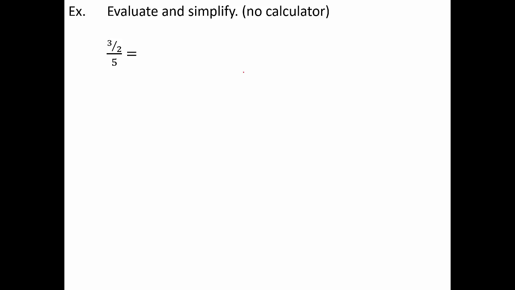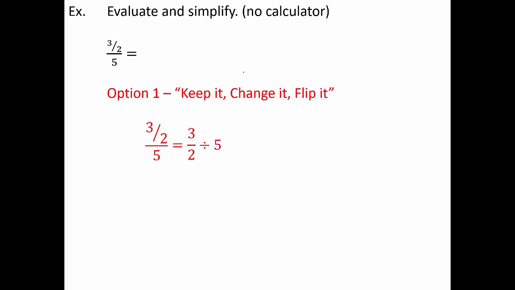Let's start with realizing what this fraction actually says. 3/2 divided by 5. Okay, take the number 3/2 and divide it by 5. So option 1 is to rewrite 3/2 divided by 5 as 3/2 ÷ 5, literally using a division symbol instead of a fraction bar, and then follow the keep it, change it, flip it technique. Anytime I have a nested fraction, feel free to expand it out into what I would call the elementary school notation, and then just follow the elementary school technique. That's the official way to do this problem.